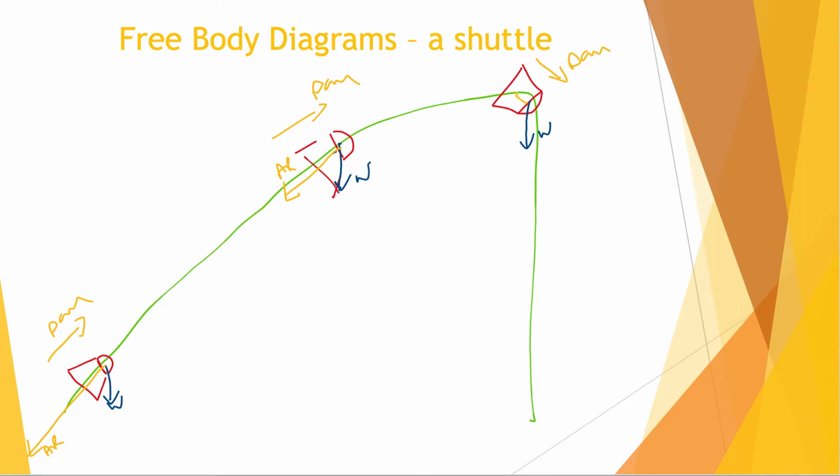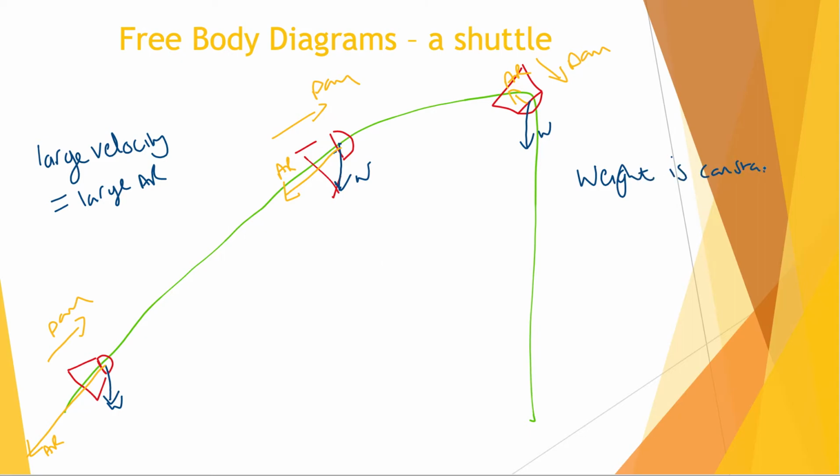Whereas by the end of the flight path, air resistance is now smaller than weight, and it's causing the shuttle to drop to the ground at that point. And this is what's making this a non-parabolic flight path in the end. Okay, so we've got large velocity at the start, which equals a large air resistance. Weight is constant. Obviously, weight doesn't change.